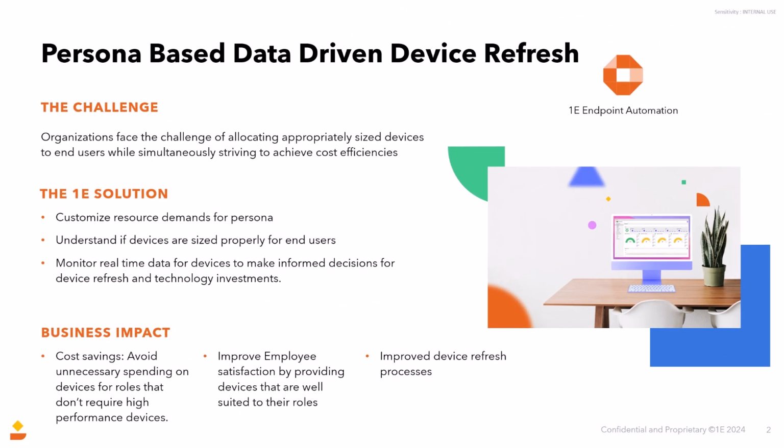Organizations need to ensure that they provide appropriately sized devices to their users while also managing costs effectively. When managing devices, it's essential to tailor resources to user needs, ensure devices are the right fit, and use real-time data to guide decisions on upgrades and device investments. The 1E device refresh solution provides organizations with the benefits of aligning devices with role-specific needs to avoid unnecessary spending while enhancing employee satisfaction. Organizations can analyze this data to help improve their device refresh processes.